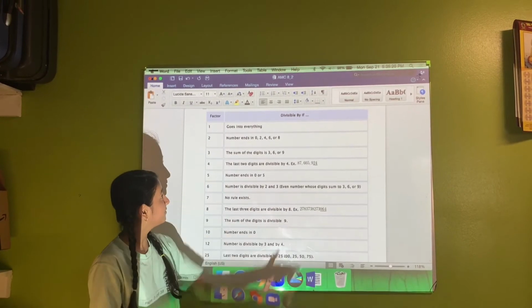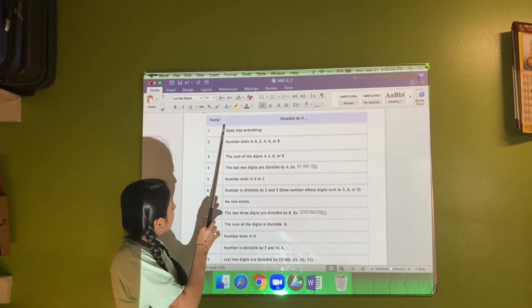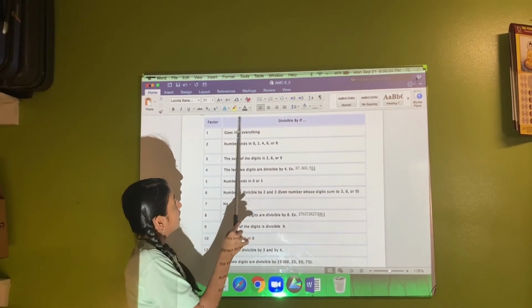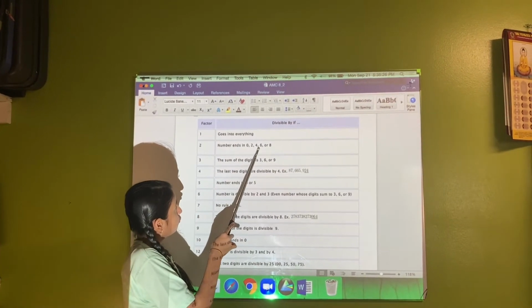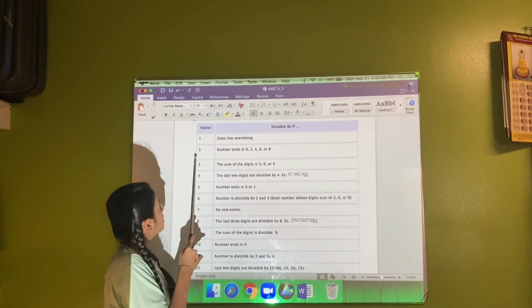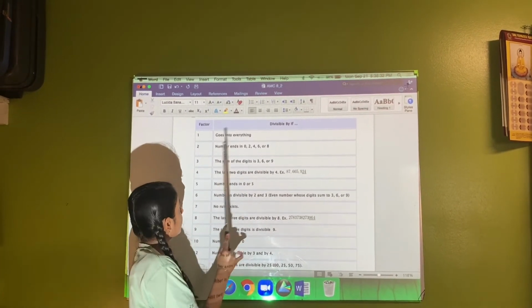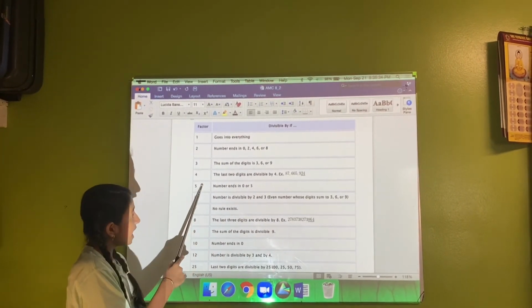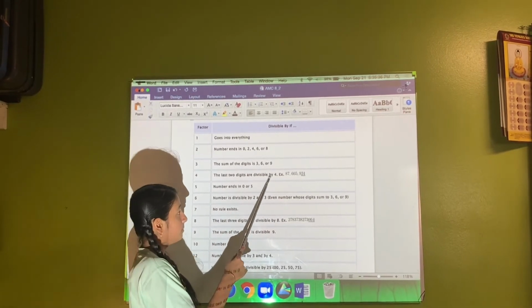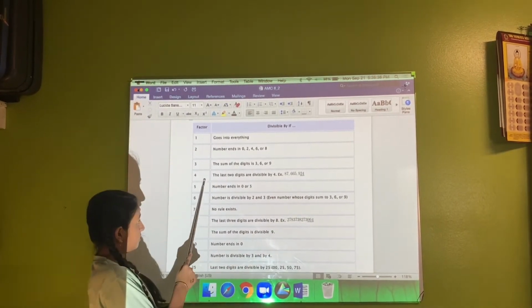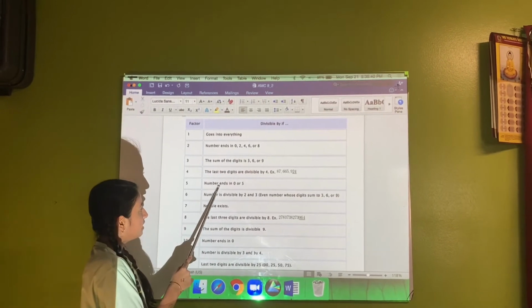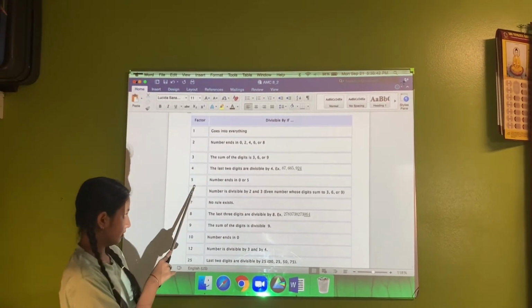So now we're going to go on to one of my personal favorite tables, the divisibility rules table. So for one, it goes into everything. If the number ends in 0, 2, 4, 6, or 8, it's divisible by 2. If the sum of the digits is 3, 6, or 9, it's divisible by 3. If the last two digits are divisible by 4. If the number ends in 0 or 5, it's divisible by 5.